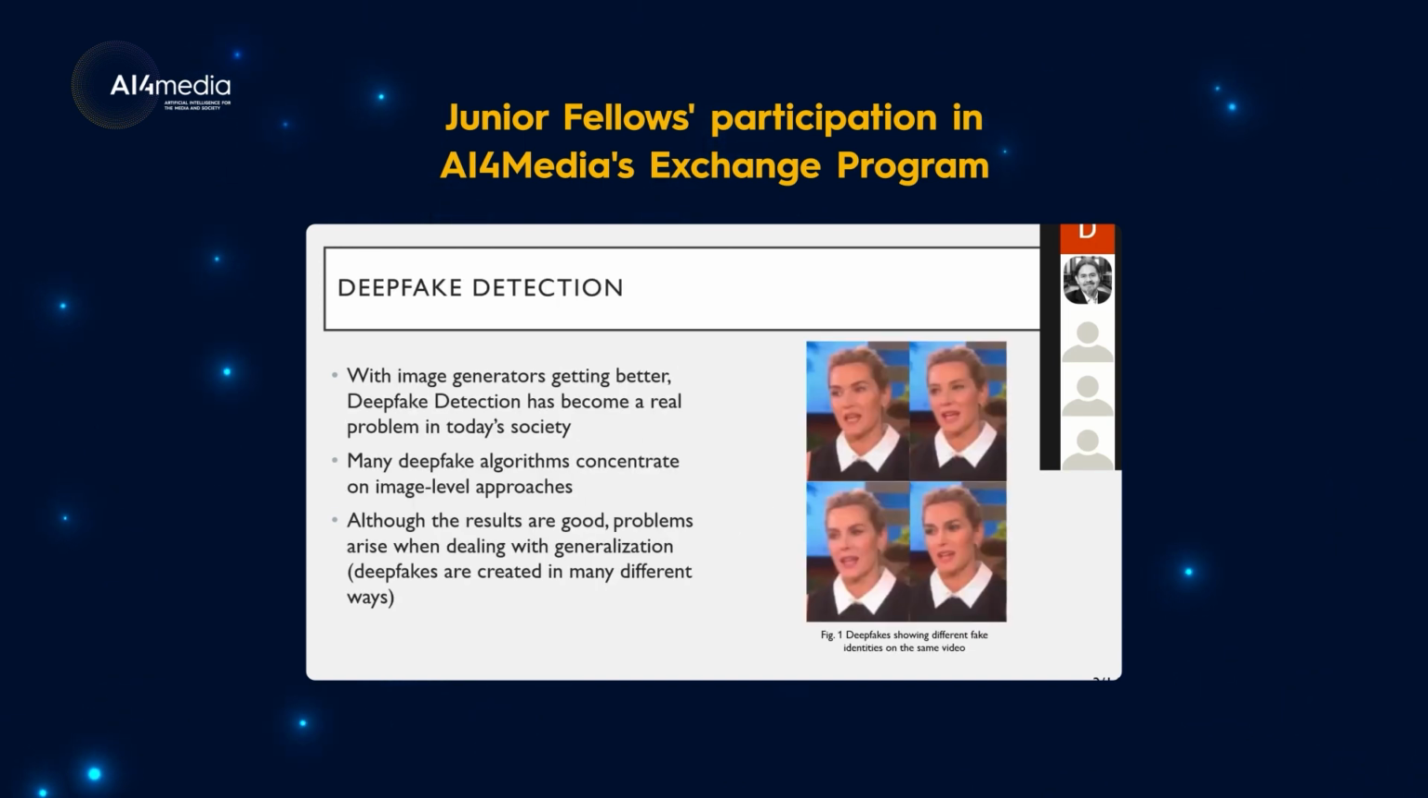Okay, so first of all, let me start with a little introduction. Image generators are getting much better, and deepfakes are becoming more realistic. And although there's very much progress in the defect detection algorithms, the majority of them are at image level. And also, although the results are good, we are still dealing with generalization. So the defects can be created in many ways with many architectures, and we can train on some of those and get them perfectly. But then in the real world, it's another story. So we need to generalize better.